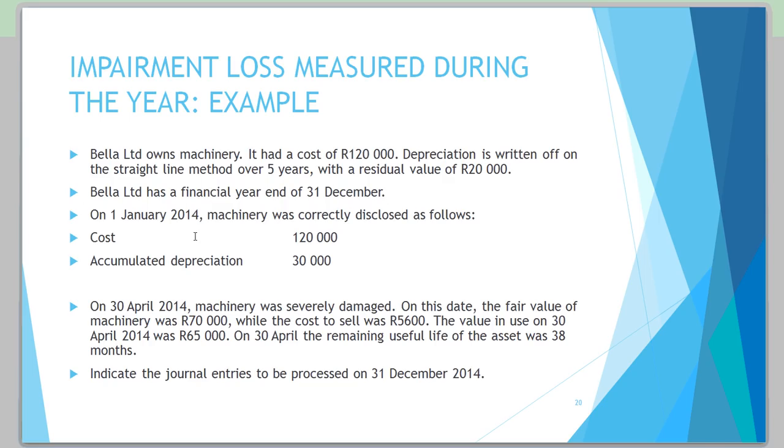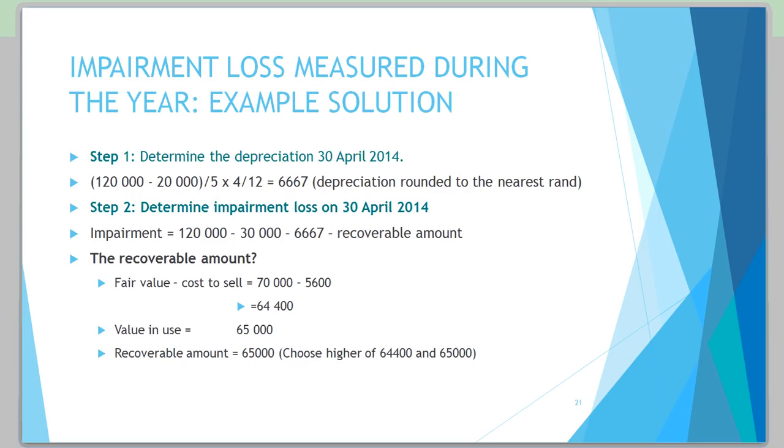On 1 January 2014, machinery was correctly disclosed as follows: we had a cost of 120,000 and an accumulated depreciation of 30,000. Then, on 30 April 2014, machinery was severely damaged. On this date, the fair value of the machinery was 70,000, while the cost to sell was 5,600. The value in use on 30 April was 65,000. And on 30 April, the remaining useful life of the asset was 38 months. Now you need to indicate the journal entries that should be processed for the year ending 31 December 2014.